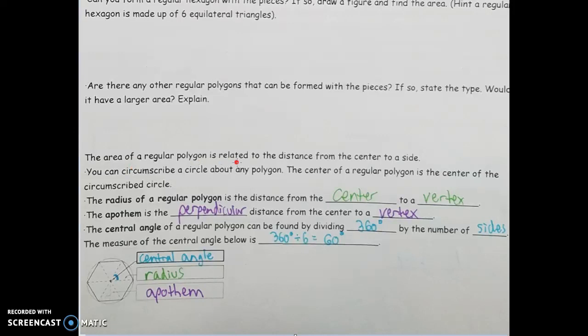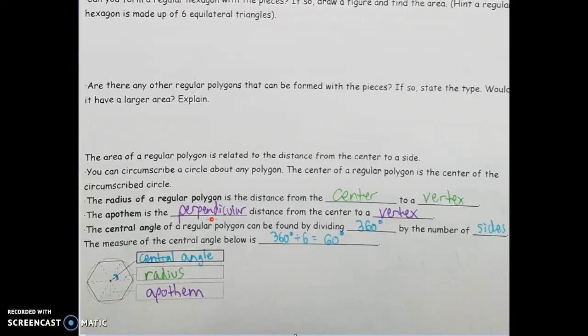So the area of a regular polygon is related to the distance from the center to a side. We can circumscribe a circle about any polygon. That means to draw a circle around that polygon. The center of the regular polygon should be the same as the center of the circumscribed circle. So if I refer to the radius of the regular polygon, that's the distance from the center to a vertex. So going from the middle out to a vertex of the polygon, meaning to one of those angles. So a radius would be any of those dotted lines.